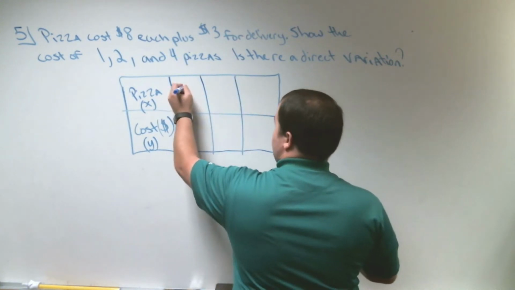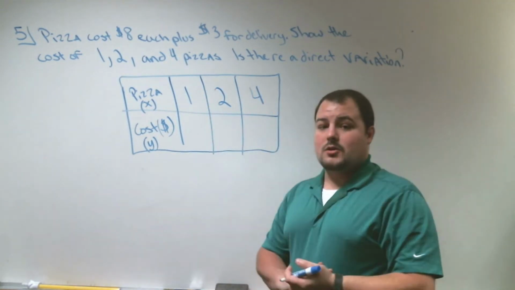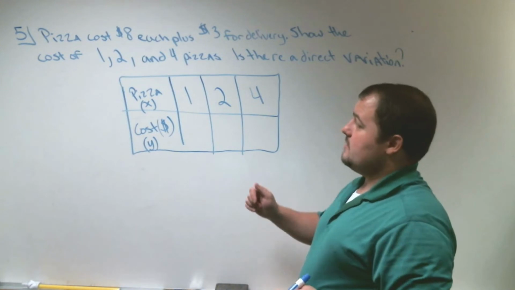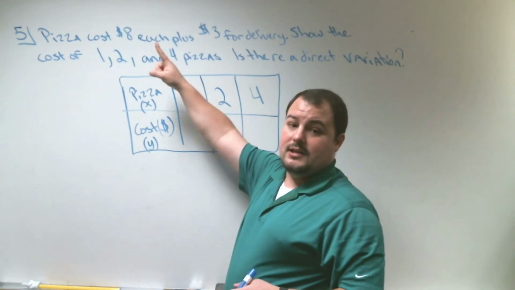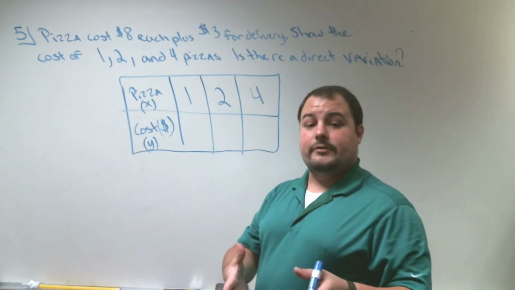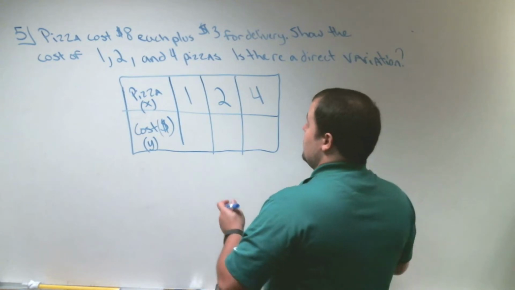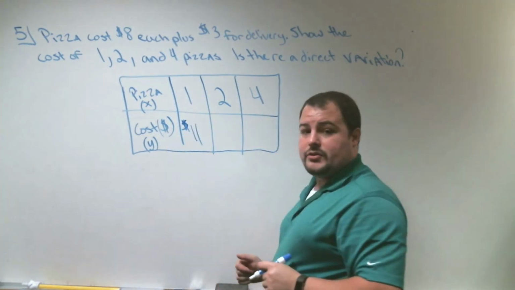Well, we need to find the cost of buying 1, 2, and 4 pizzas. So let's go ahead and establish this. If I bought 1 pizza, I have to pay $8 for that pizza. 8 times 1, that's 8. But I have to add $3 for delivery. So 1 pizza is going to cost me 8 plus 3, $11.